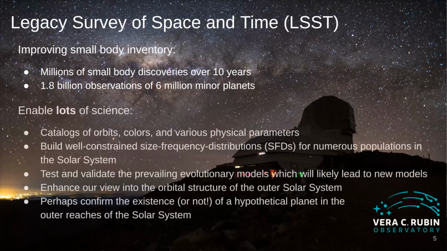Now these orbit catalogs, color, and physical property information for these small bodies are going to enable a huge amount of solar system science. Largely, in the big picture, this is going to help us better understand both the formation and evolution of the solar system, and on a smaller scale, by looking at more individual objects within these populations.